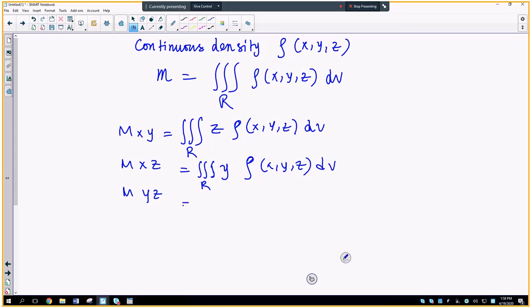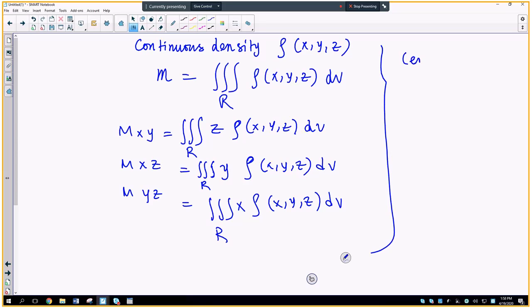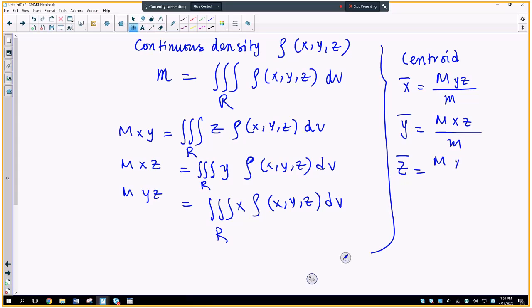And the final one is you integrate over the same region, you multiply x with the rho function x, y, z, and you do the integration with respect to v. And that is going to give you the coordinates of the centroid. So the centroid in this situation will be x bar, the x coordinate, which is myz, the one that is missing the x term, over the mass. The y coordinate is mxz over the mass, and the z coordinate is mxy over the mass.